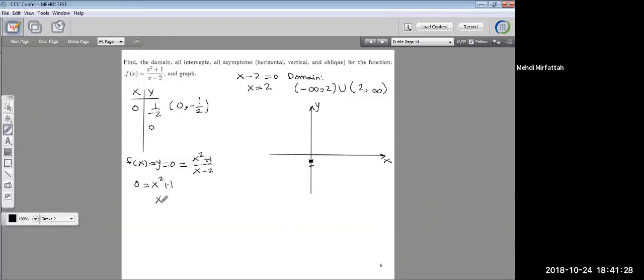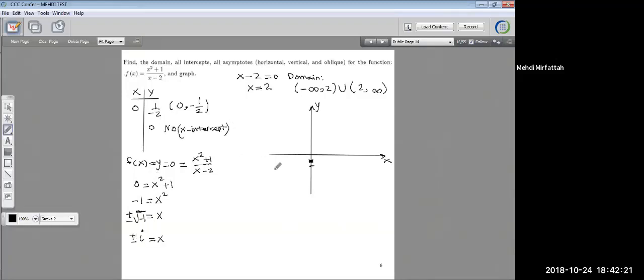You notice that I'm not going to get any real solution here. I get x squared is equal to -1. There's no real solution here, so we get imaginary solutions. What that means is there is no x-intercept, because x would be equal to plus and minus the radical of -1, which is plus and minus i. So there is no x-intercept.